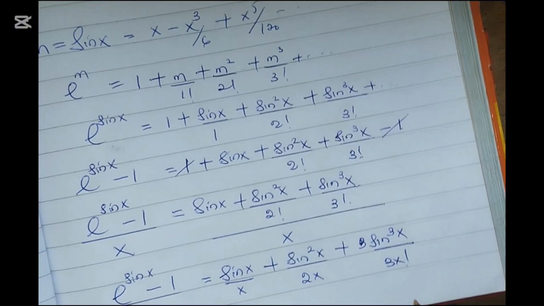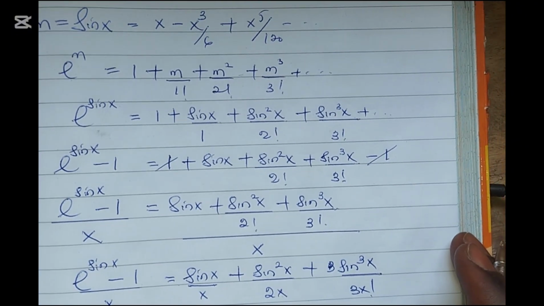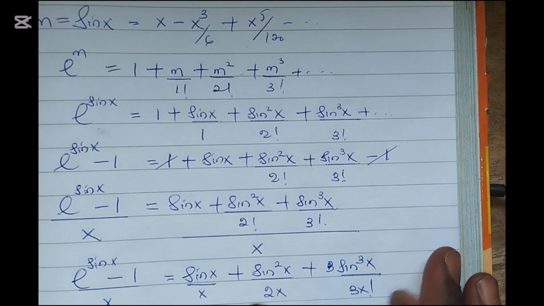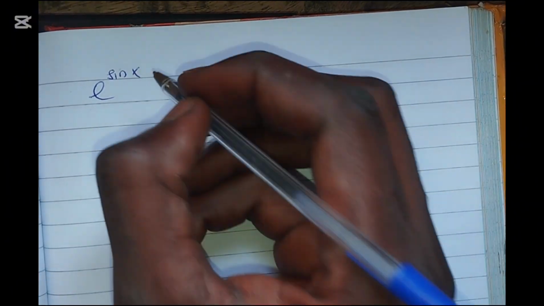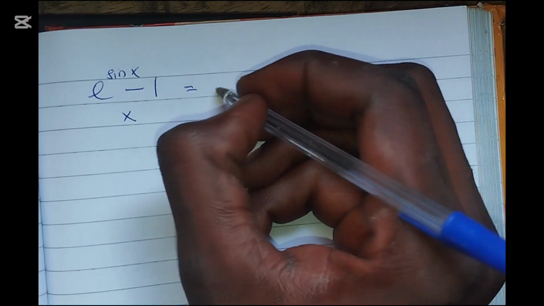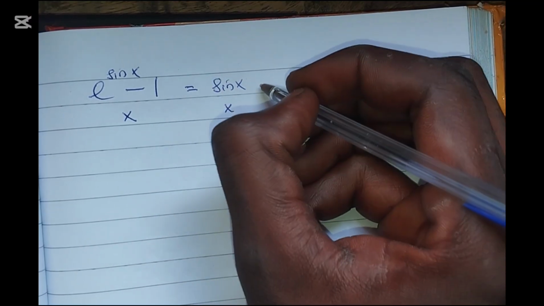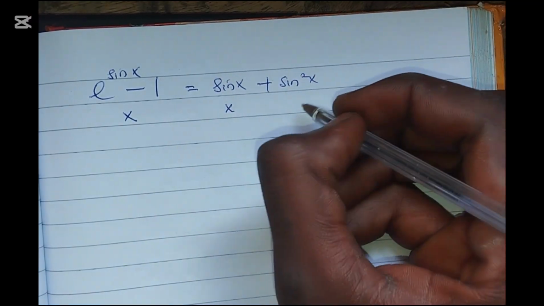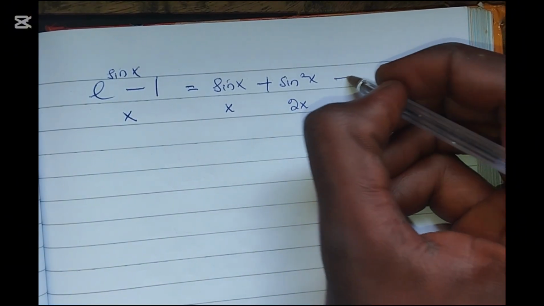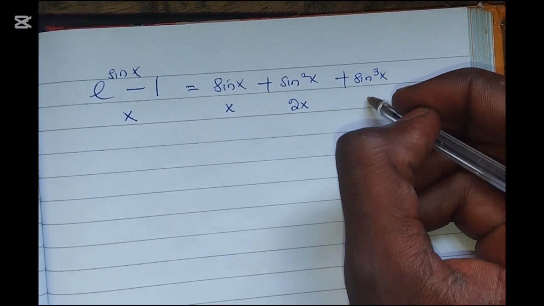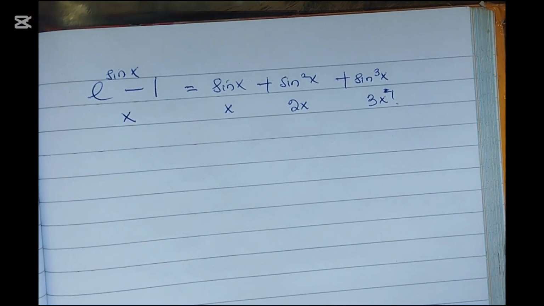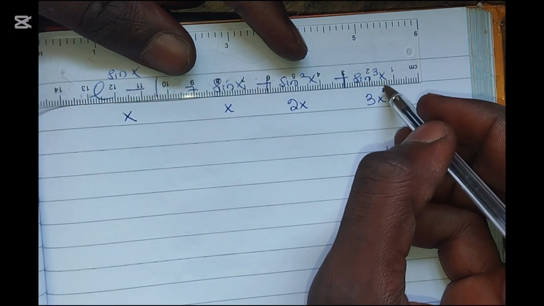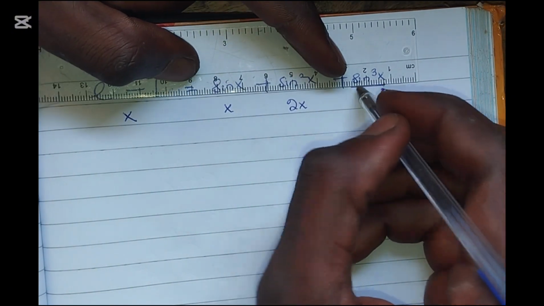Now at this point, all we have to do is find our limit as x approaches 0 and see what we get. So we have e to the sine x minus 1 all over x is equal to sine x all over x plus sine squared x all over 2x plus sine cubed x all over 3x, with the factorial. This is what we have. I just happened to bring it back. So we have this.